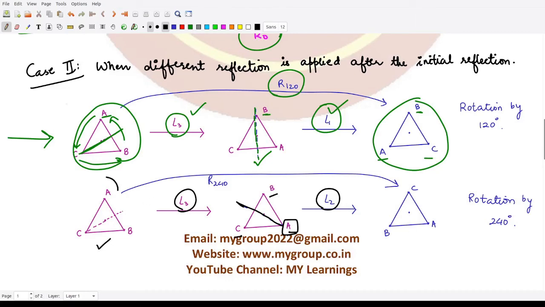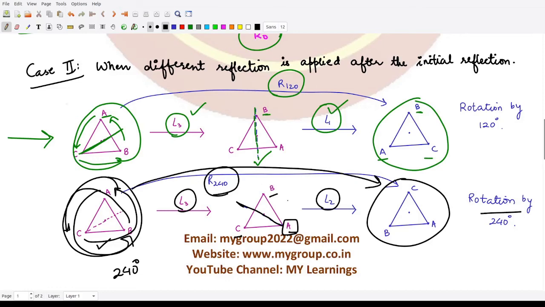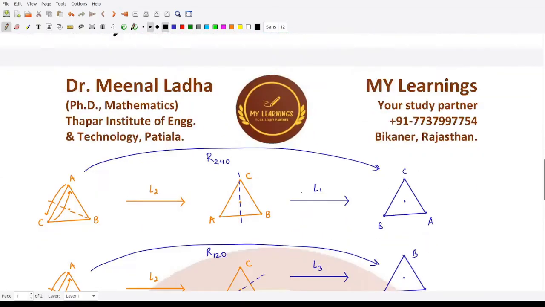So when you move from this triangle to this triangle, what is happening here? This A is moving to this position, this C is moving to this position, and B is moving to this position. So that means overall we are rotating the triangle by 240 degree. So in moving from here to here, we have a rotation by 240 degree. So here also the result is rotation when we apply reflection after reflection, right?